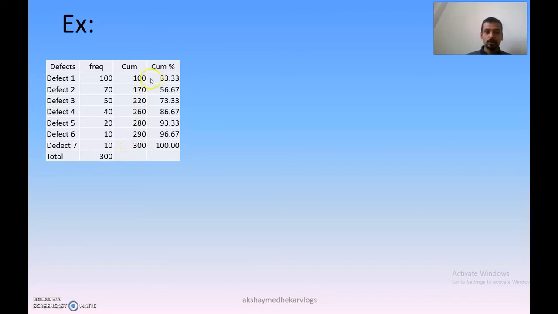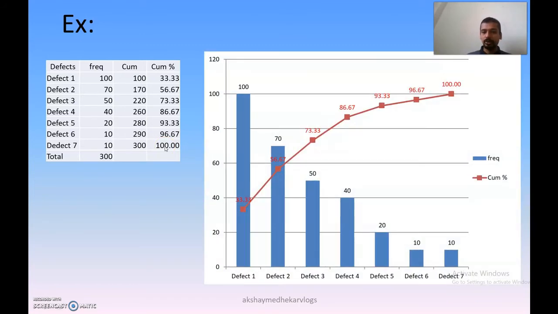Now we need to calculate the cumulative frequency percentage. How can we calculate it? 100 divided by 300, times 100, gives 33.33%. So we calculate this until 100%. After the calculation, through Excel we can generate this Pareto chart.